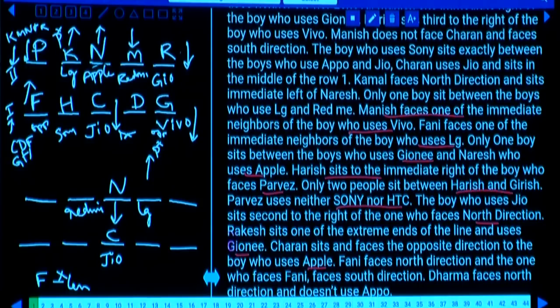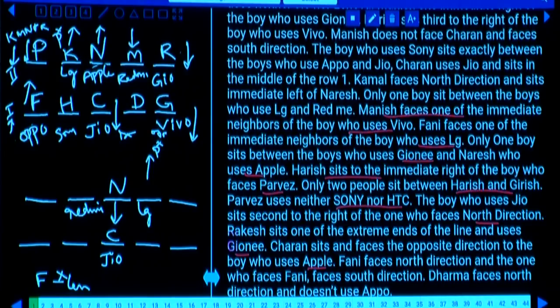And so who is using Apo here? This F must be using Apo. Isn't it? If F is Apo, and Sony is in between Apo and Geo, so H will be Sony. Then what is the order here? F, H, C, D, G, P, K, N, M, R.